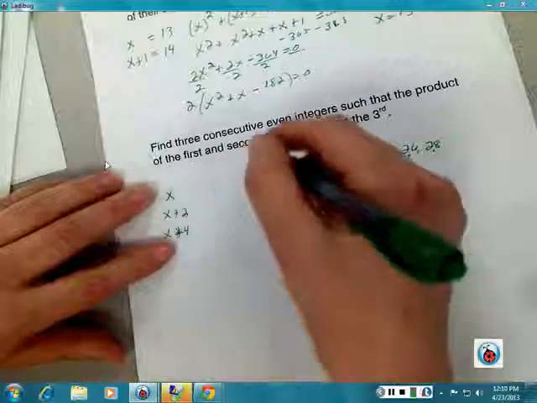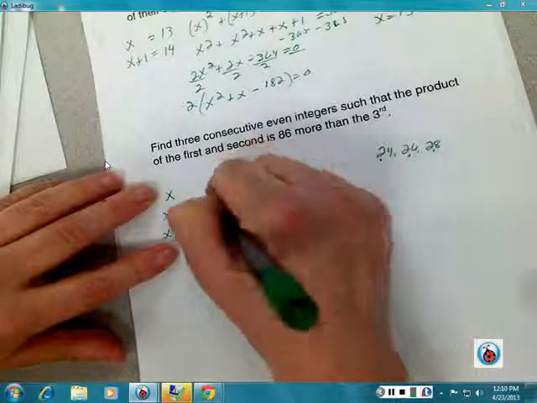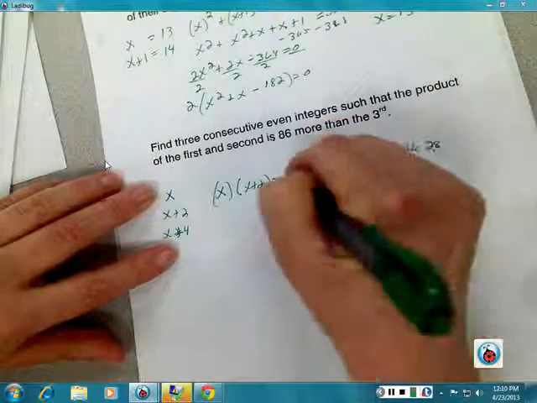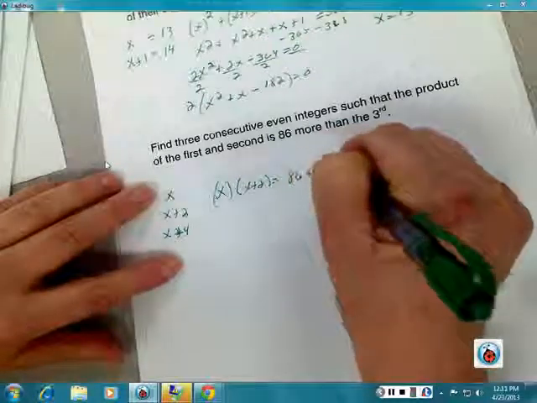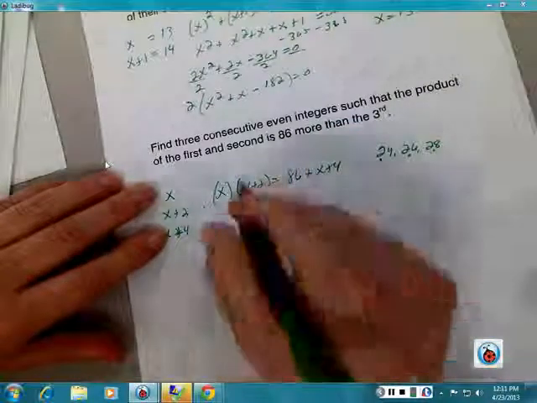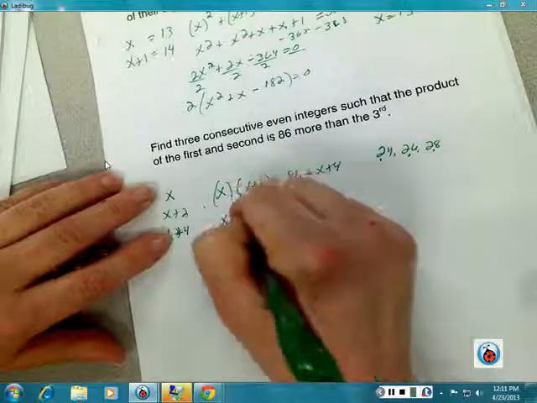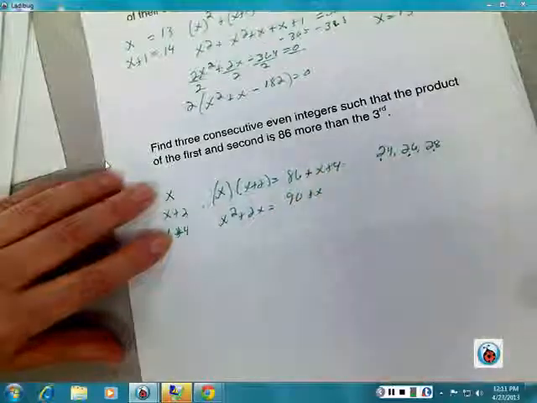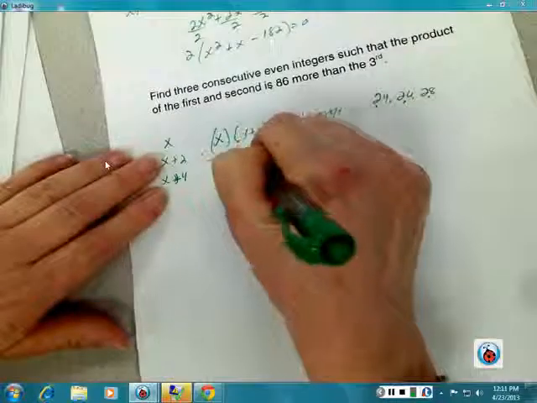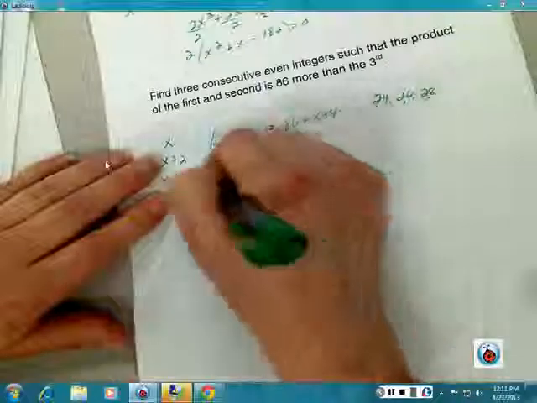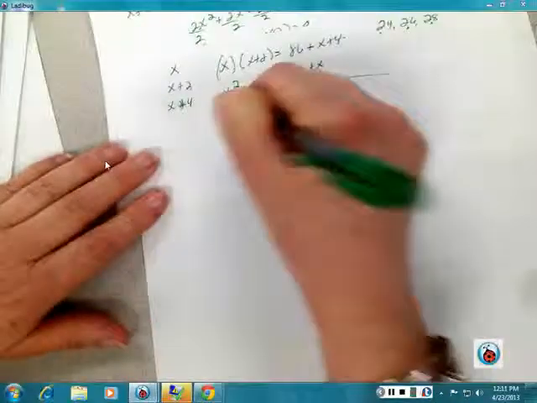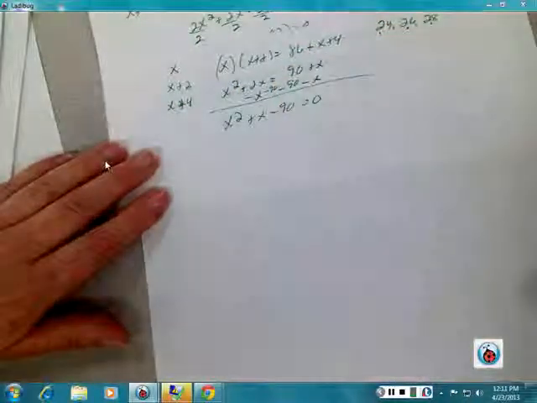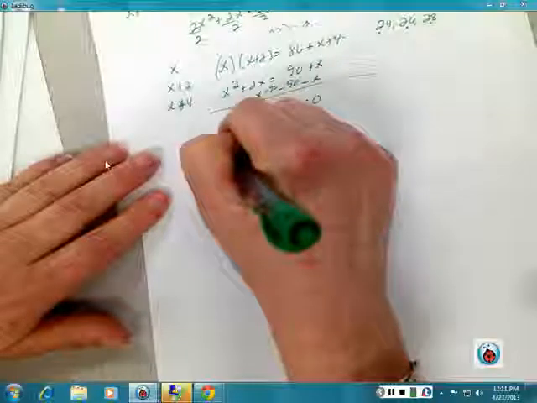Such that the product of the first, so x times the second, is, meaning equals, 86 more than the third. So 86 plus x plus 4. So x times x is x squared. X times 2 is plus 2x. 86 plus 4 is 90 plus x. Subtract an x. Subtract 90. And I find that I have x squared plus x minus 90 is equal to 0, because I need it in a quadratic. Factor it.